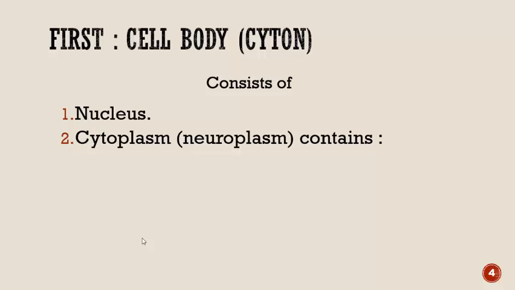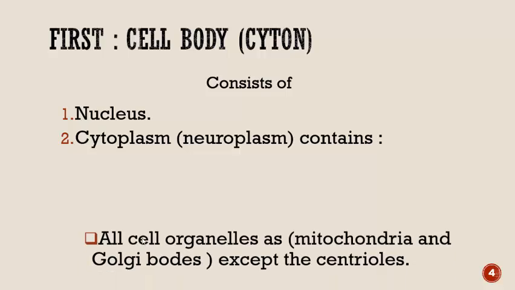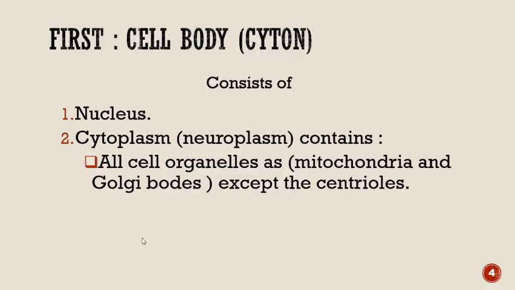And this cytoplasm contains all the cell organelles that you can find inside any other cell, except one very, very important structure, which is the centriole. So you can see in the cytoplasm mitochondria, Golgi body, and ribosomes, all the cell organelles and the nucleus, except the centrioles or the centrosome.